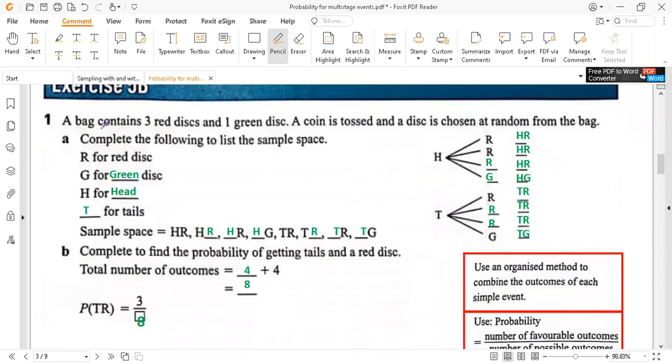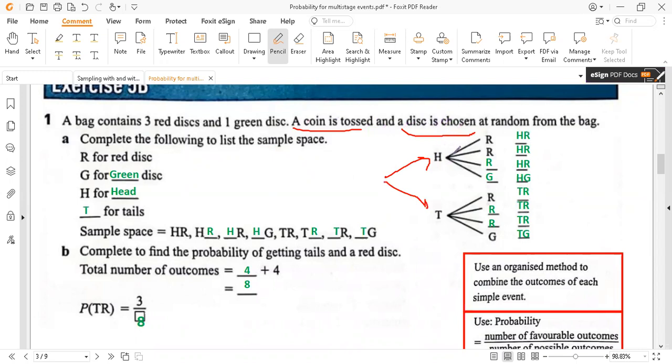So let's start. A bag contained 3 red discs and 1 green disc. A coin is tossed first, that is the first event. The second one is that a disc is chosen. When the coin is tossed, we can obtain firstly head or tail. If we obtain a head, we go on to perform the second event.